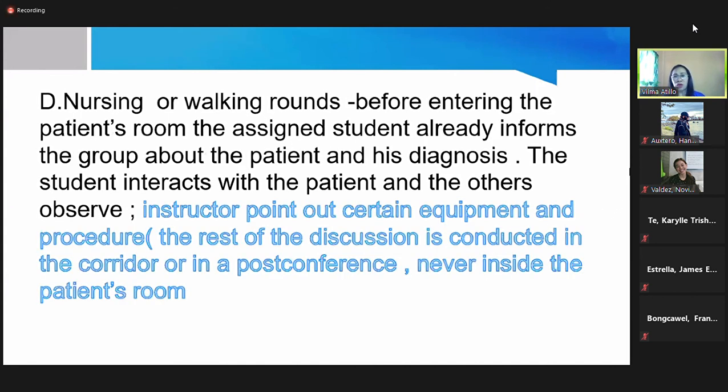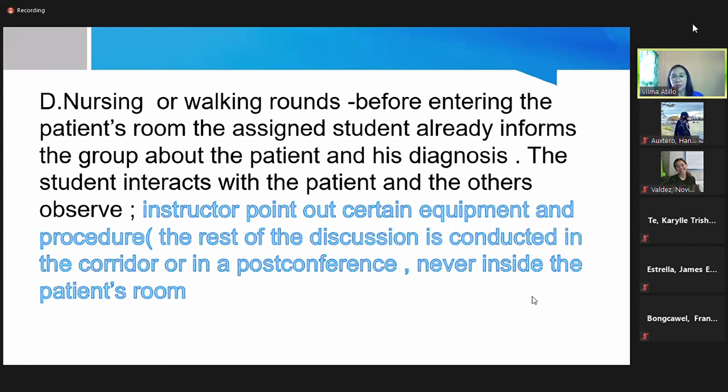Nursing or walking rounds. This is while you are on duty, within 8 hours of duty, the teacher sees a good procedure that you have not seen in the classroom setting. So the clinical instructor can call all the students and have this particular patient as your target to discuss the diagnosis as well as the disease of the patient.